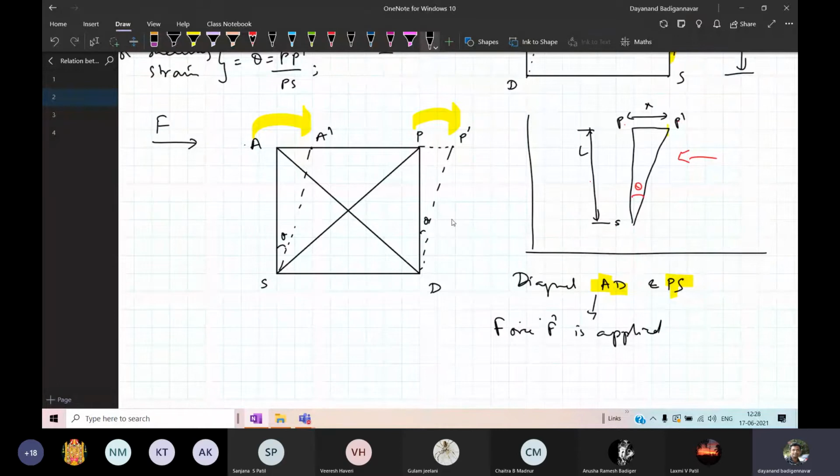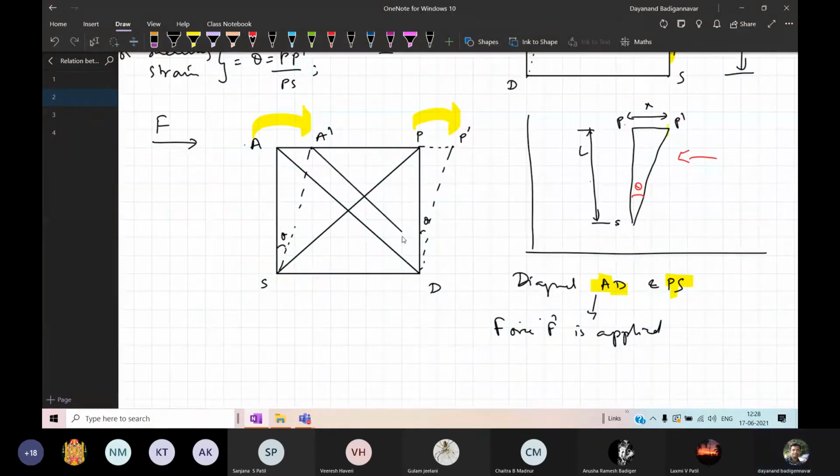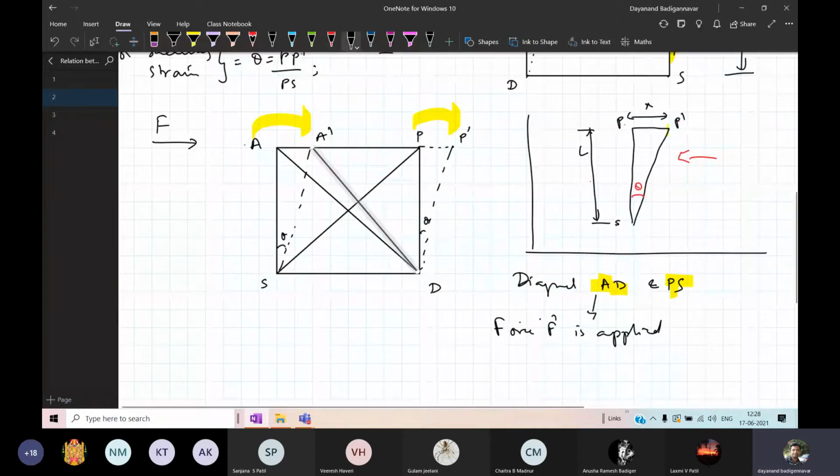Due to this, what happens? The point A shifts to A dash. Therefore, the new diagonal will be represented like this. What is the new diagonal? The new diagonal is this one. With the blue color mark, I have the new diagonal. What is the new diagonal? It is A dash D.